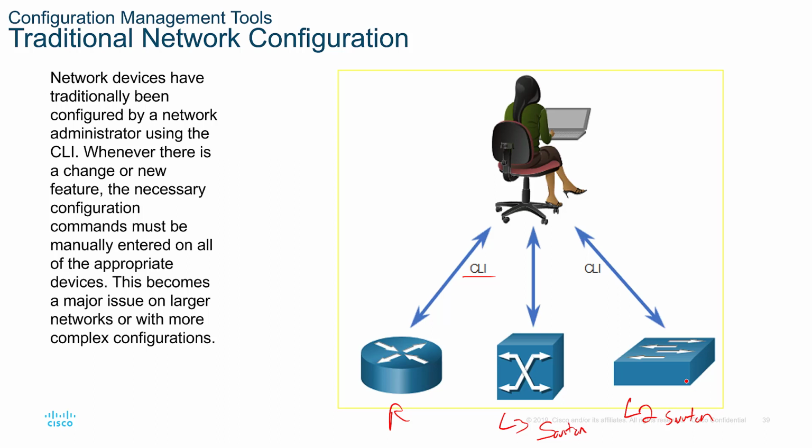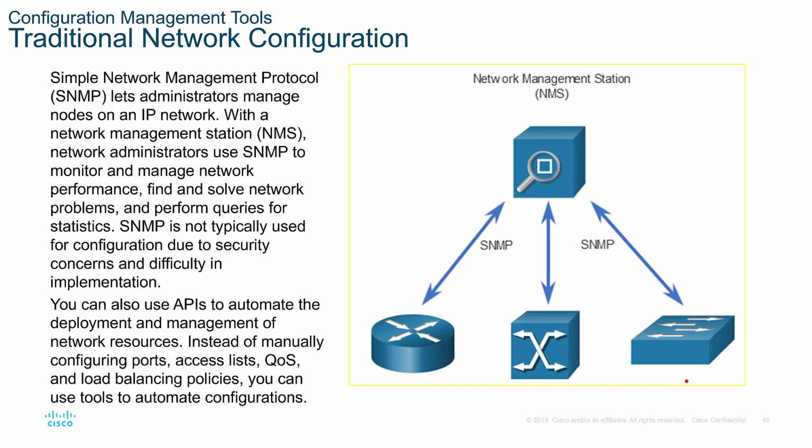Network devices have been traditionally configured for this. However, there are issues as the network grows and the configuration becomes more complex. This is not always the best way to do it. We now have things like network management stations, or NMSs, using SNMP that will help deploy the configuration. SNMP allows for simple, more elegant development of our configurations. SNMP is not typically used for configuration because it has some security gaps, but you can.